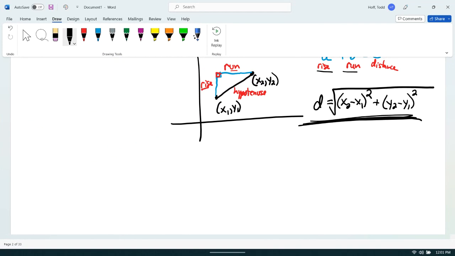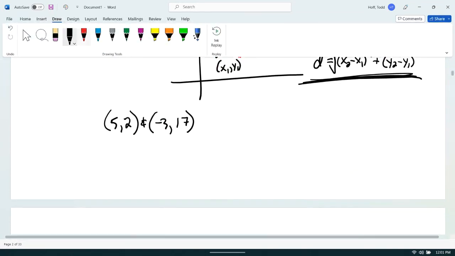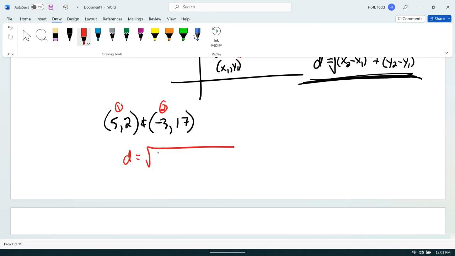So again, let's look at that as it relates to some points here. Let's do 5, 2, and let's do negative 3, 17. So I've got points 1 and 2. My distance will be the square root of x2, negative 3, minus x1 of 5, squared, plus y2, 17, minus y1 of 2, squared.